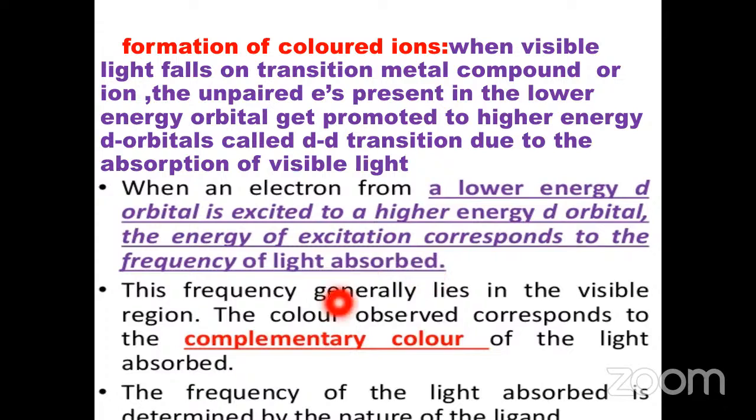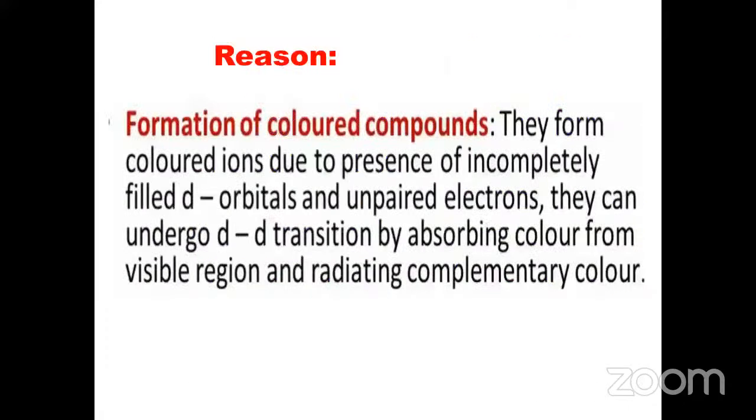The frequency is generally in the visible region. The color observed corresponds to the complementary color of the light absorbed. The frequency of light absorbed is determined by the nature of the ligand. How do these form colored compounds? They form colored ions due to the presence of incompletely filled d orbitals, and if any unpaired electrons are present in the given compound, then they exhibit colors. They can undergo d-d transition by absorbing color from the visible region and radiating complementary colors.